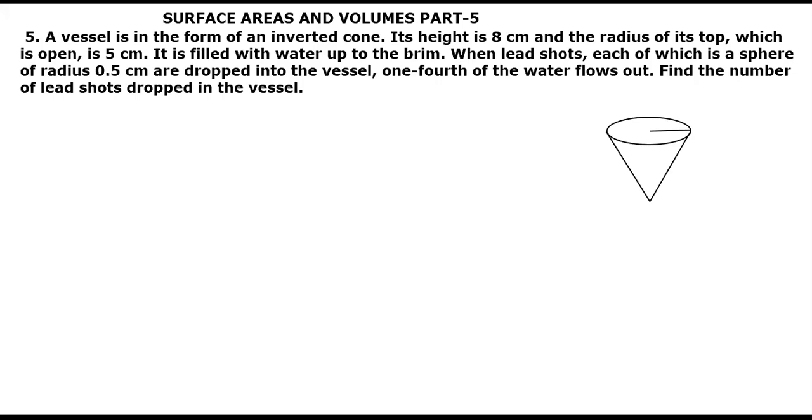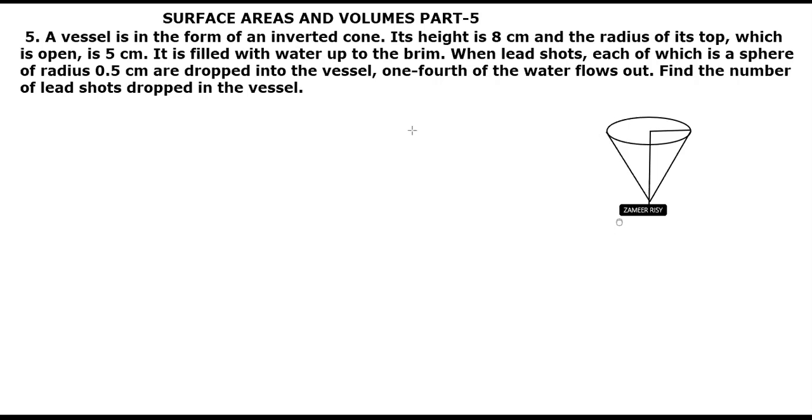Okay, so we have to do part 5 today. 13.2 we were doing. Question number 5: a vessel is in the form of an inverted cone. Its height is 8 centimeters. This is a cone, and this is its height. Height is given and the radius of the cone is given. 8 centimeters is its height and the radius of its top is 5 centimeters.